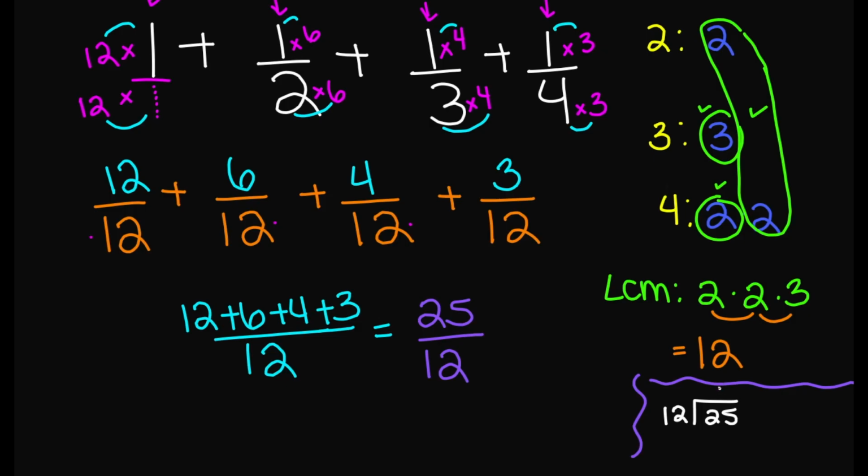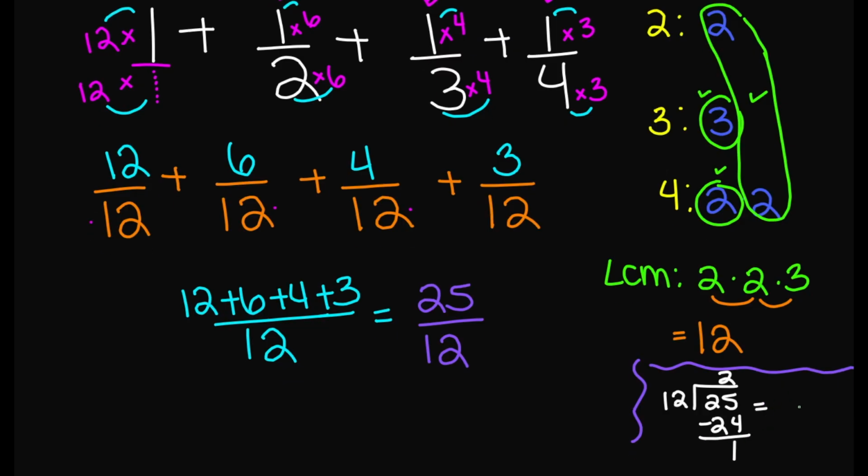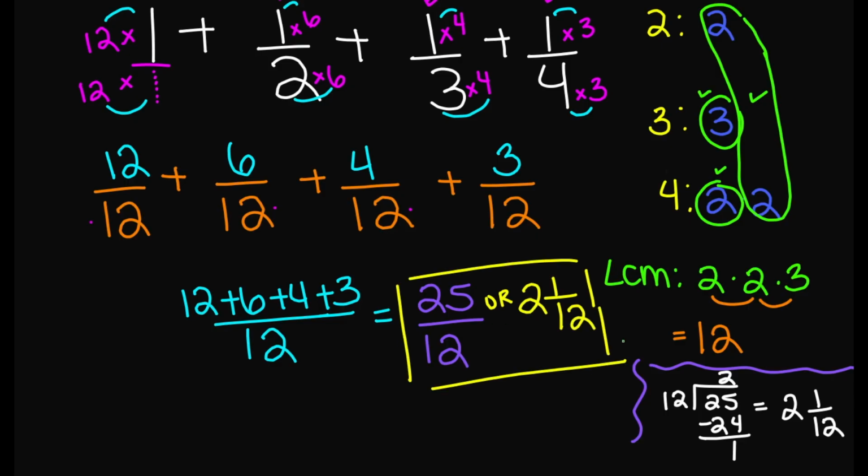12 goes into 25 2 times. 12 times 2 is 24. 25 minus 24 is going to be 1. So as a mixed fraction, this is going to be 2 and 1/12, which is right here. So your final answer is going to be 25 over 12, or if you turn it into a mixed number, you're going to get 2 and 1/12. And this is your final answer here.